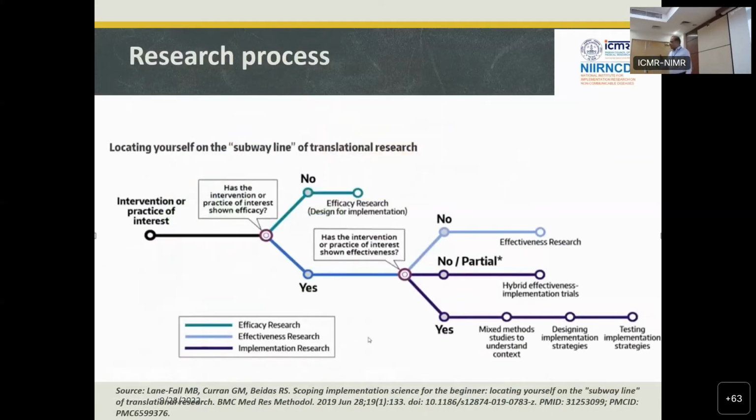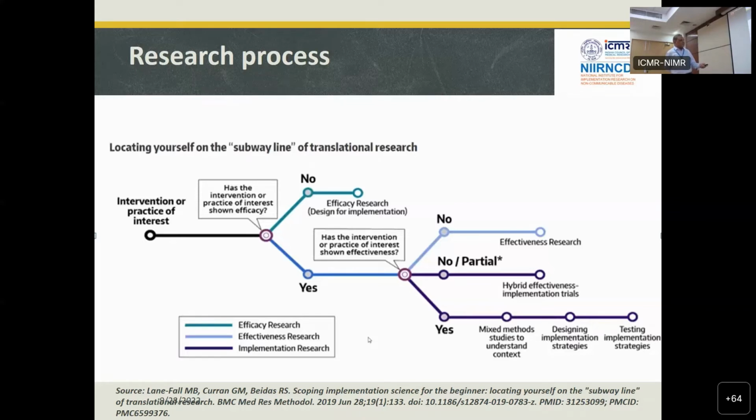Okay, so the answering to your question is, look at this diagram slowly and steadily and you will get to know what happens where. So it's a logical diagram as you can see. Intervention or practice of interest is generated here at the first step. Then we are asking the question, has the intervention or practice of interest shown efficacy? There are two possibilities, either no or yes. If efficacy is not there, go back and conduct your efficacy research. That means redo it because it is not efficacious. If you believe in your concept, we need to work on that. If you are lucky, your project is efficacious, fine.